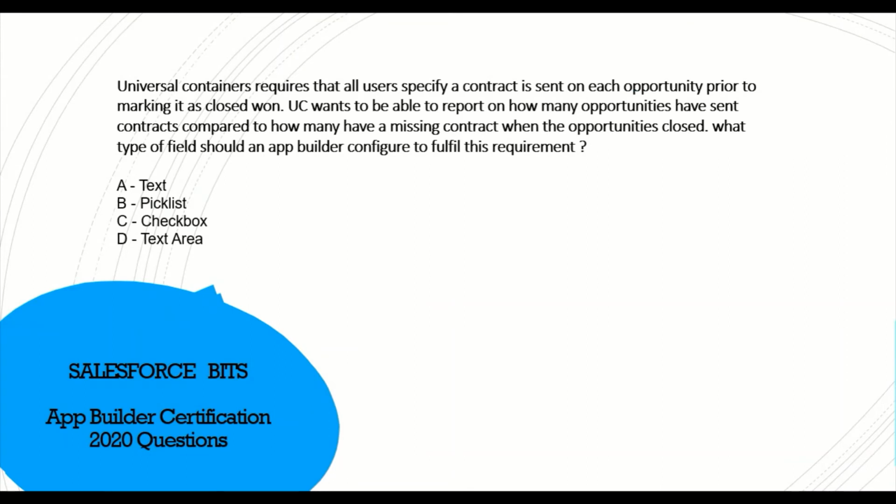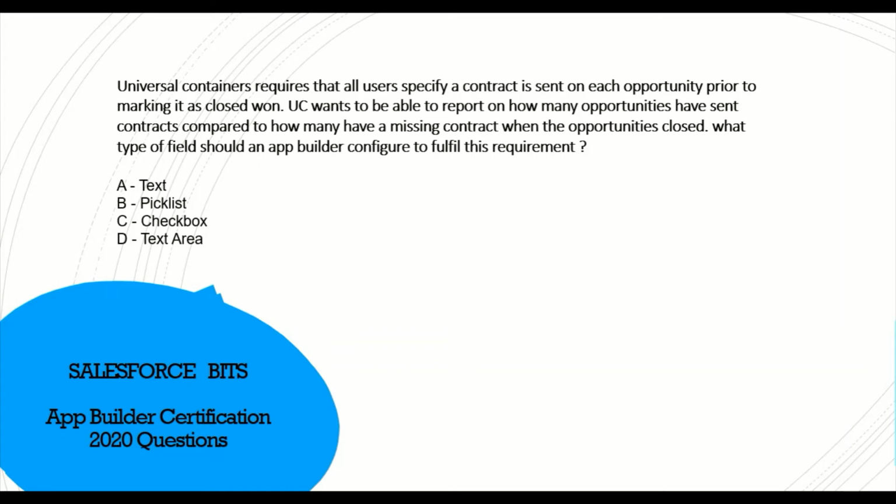And the next one, Universal Containers requires that all the users specify a contract is sent on each opportunity prior to marking it as closed. And UC wants to be able to report on how many opportunities have sent contracts compared to how many have missing the contract when the opportunity is closed. So what type of field should an app builder configure to fulfill this requirement?